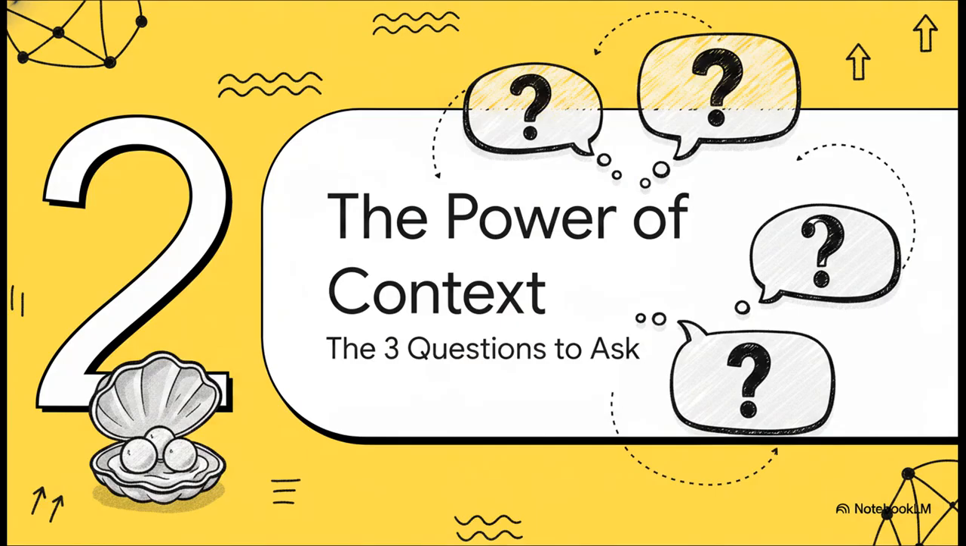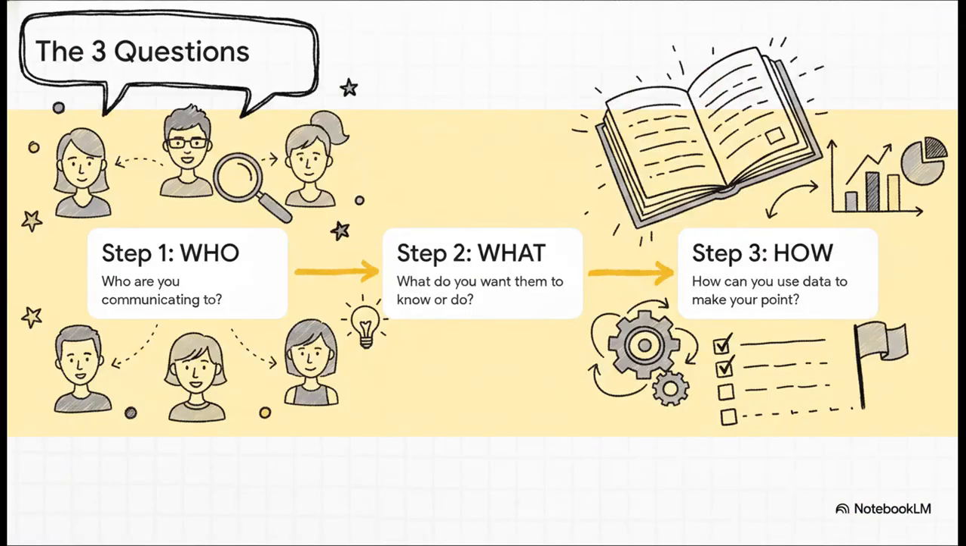So how do you actually make sure you're only presenting the pearls? Well, it all starts with context. It starts by asking three really powerful questions before you even think about making a single chart. Who, what, and how? Now, it seems simple, I know, but answering these three questions with absolute clarity is the key to everything. Let's see how this works with a real-world example.